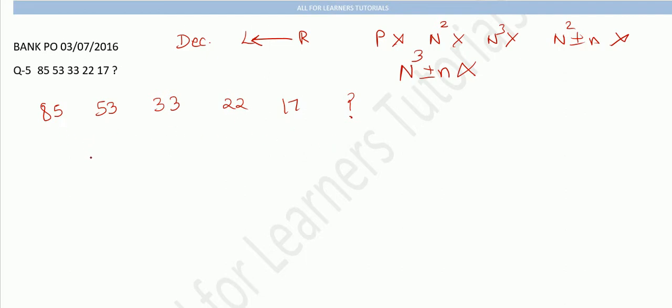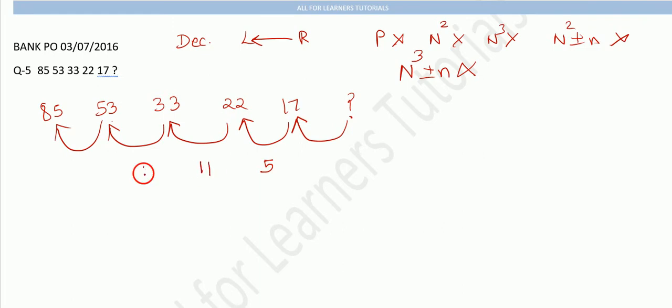Okay, so what I said, when we are not able to get, we will check both addition as well as multiplication. Let's first check the addition. Okay, we have to move from right to left. Okay, we will first check the addition. 17, 22, difference is what? 5. 22, 33, difference is what? 11. 33, 53, difference is what? 20. 85, 53, difference is what? 32.